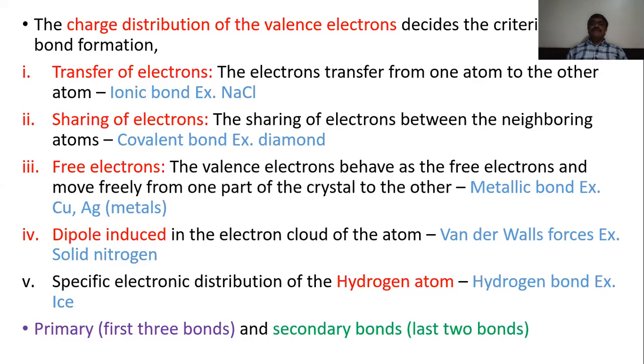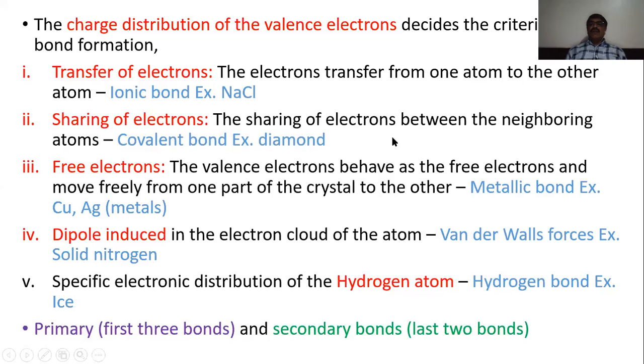Okay, when such a criterion takes place, the atoms no longer remain atoms, but they become ions. One is a positive ion, the other is a negative ion, and there exists a bond between the ions, and that is called an ionic bond. The best example of ionic bond is NaCl, the bond that exists between the Na+ ion and the Cl- ion. The next type of criteria is the sharing of electrons.